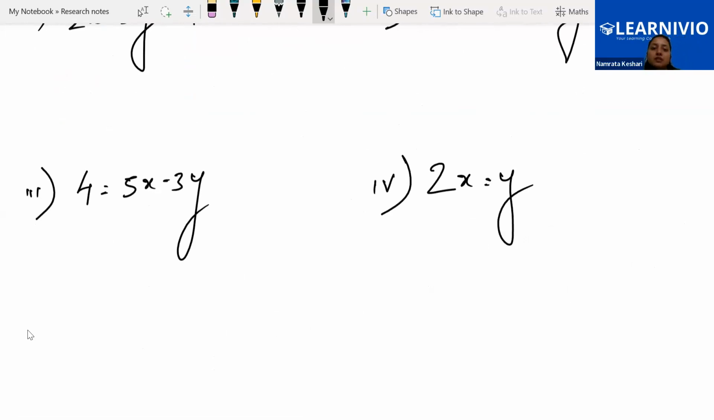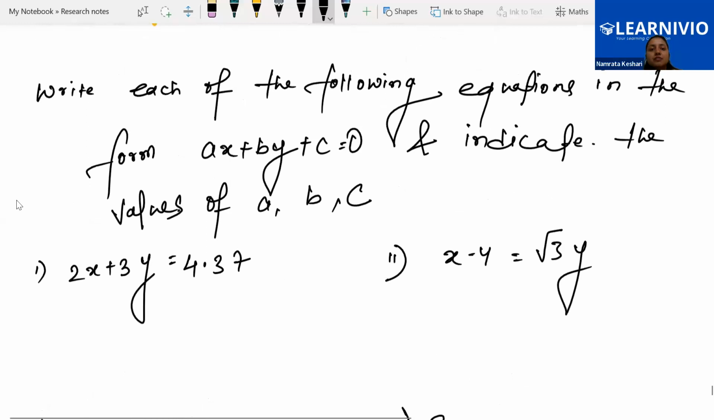Let's do it one by one. We have to write the given equation in standard form. What is the standard form? It is ax plus by plus c is equal to 0. Even if it is not given in the question, write it in this form, the standard form. We must know that the standard form of a linear equation in two variables is ax plus by plus c is equal to 0. So can you tell me how we can write the first one?